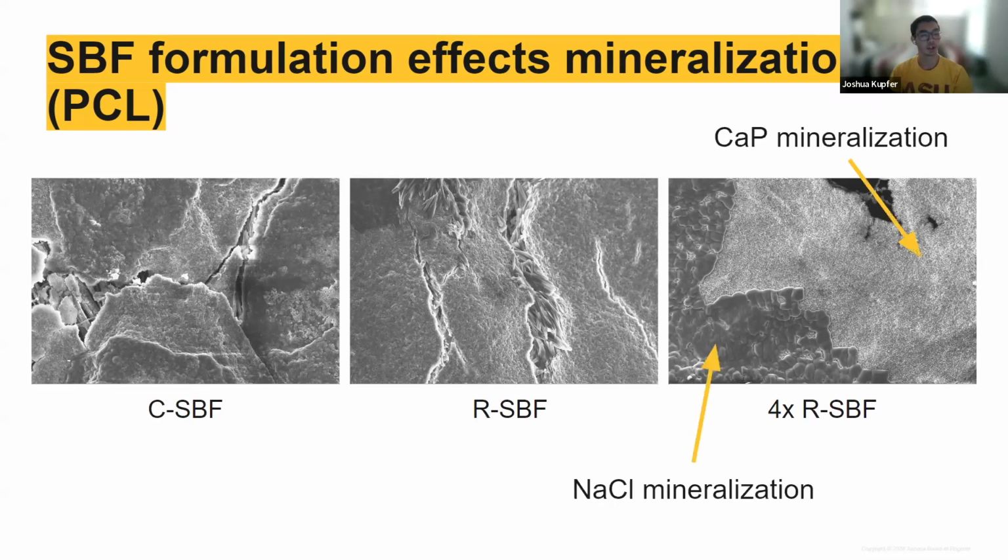4X RSBF also shows distinct regions of sodium chloride and calcium phosphate mineralization. These are the two types of mineral deposits that occur on all of the scaffold groups, but there is much more clarity between these two types of mineralization in the 4X RSBF samples.